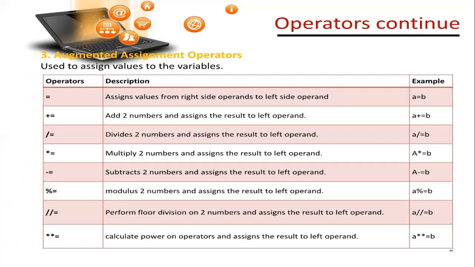Modulus equals to means it will take the remainder. Modulus is for remainder, and whatever is the remainder will be put to the left operand. Left operand is the first one, right? Over here, A is the left operand in all these examples. Next is floor division. Again, it will perform the floor division, and whatever is the answer, it's transferred to the left operand. And exponential, again, whatever the answer is, it is transferred to the left operand. It's very easy here now.